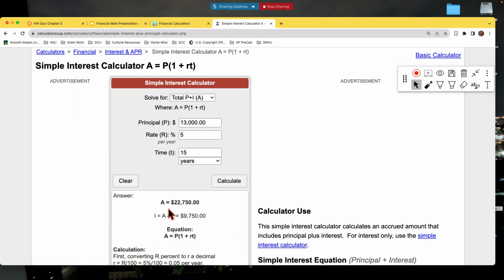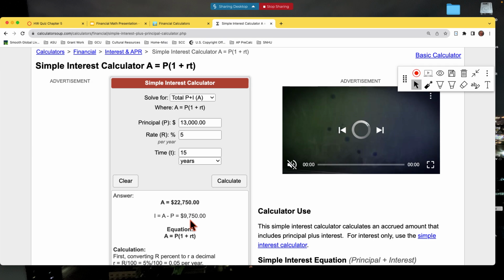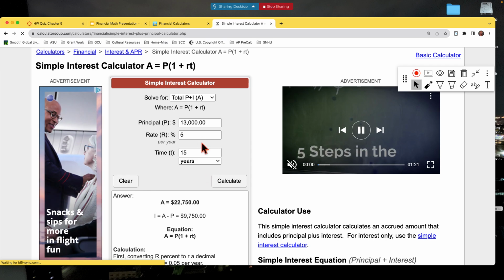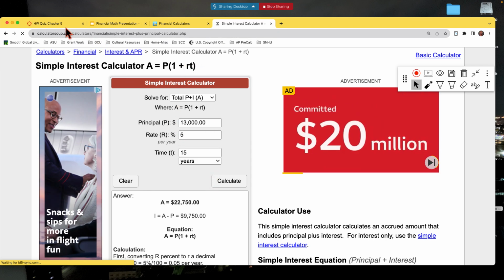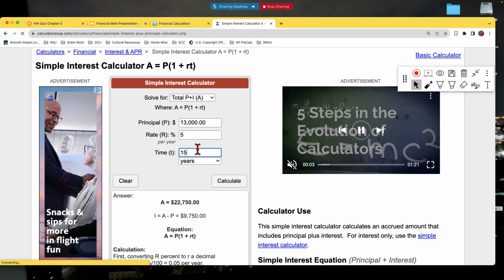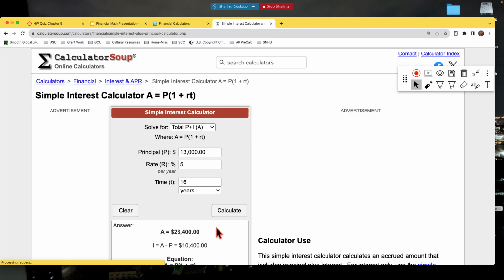This gives us the accumulated value, so the total, but it also gives us how much interest, which was $9,750. So we go back and say how much interest is earned over the 16-year period, or 15-year period. Did I have it right? Was it 15 or 16? It's 16 years. Sorry, I make up things. So not 15 years, 16. Got to do this again. But notice I just have to change that number, hit calculate, and it will update everything.